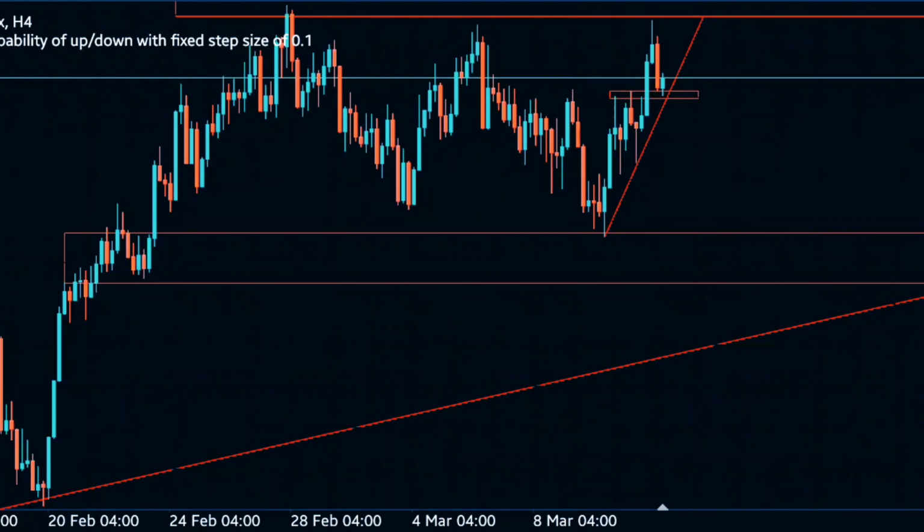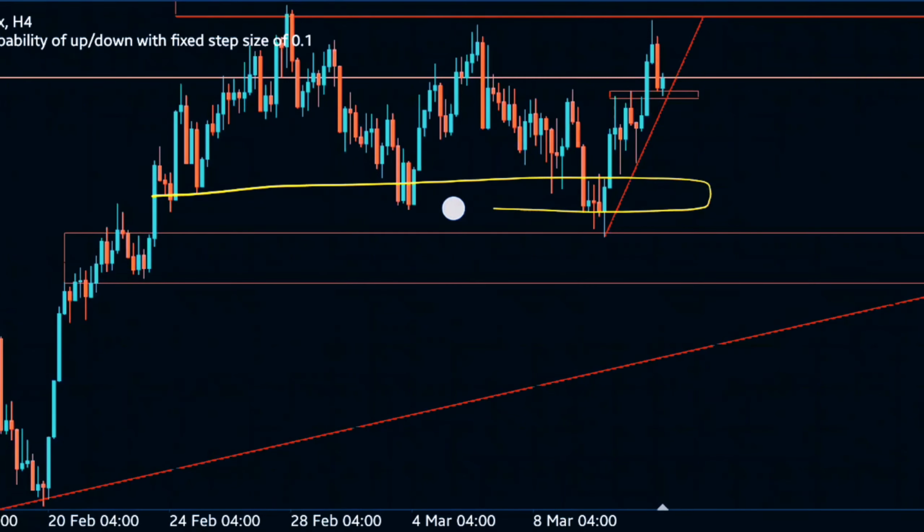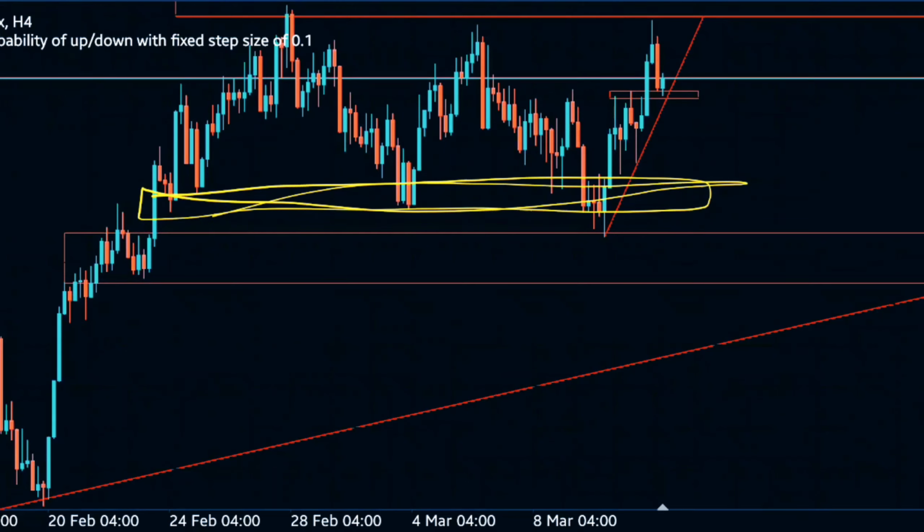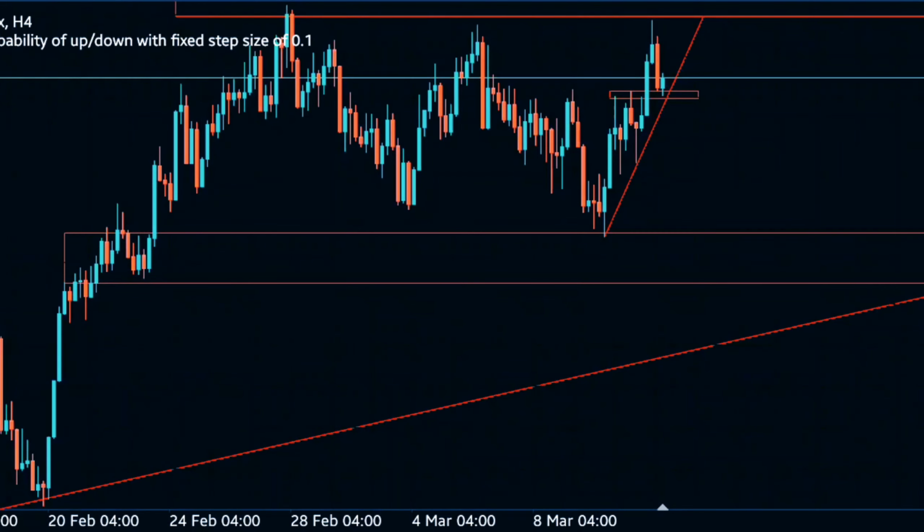As far as I'm concerned, the 4 hour is currently ranging. I would have also said here is a good support area, but for the fact that price came in to take it out and came into this other block here. That will tell you that was a fake out to clear liquidity.